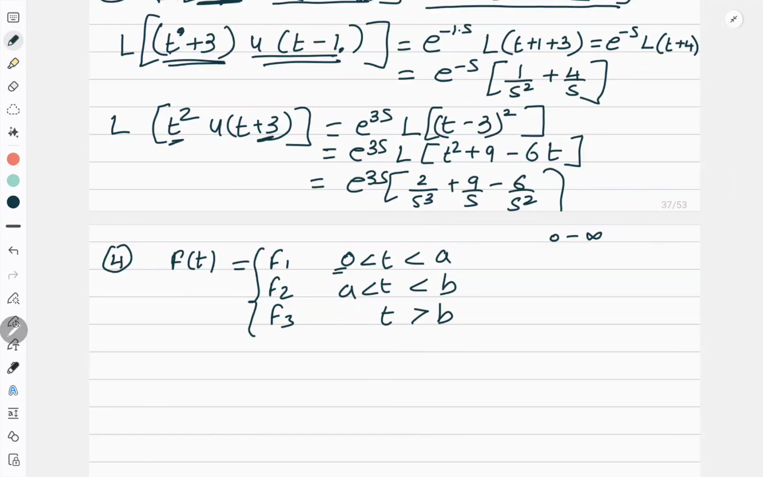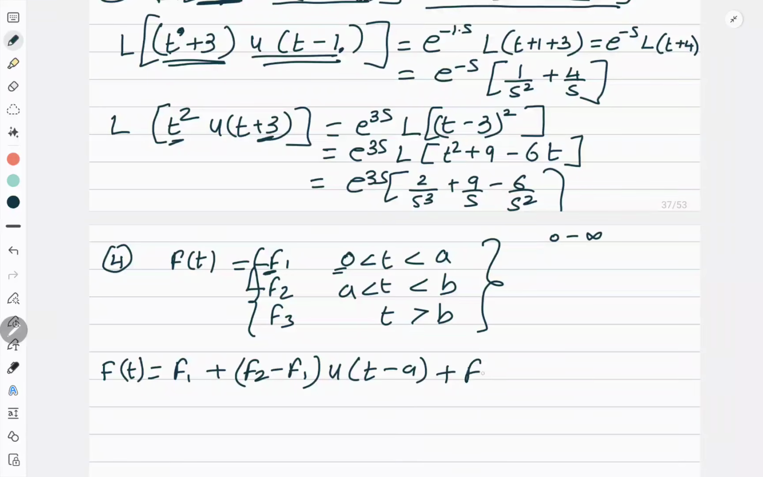Now see how I can convert this discontinuous function to a unit step function. The simple concept is f of t is equal to first f1, plus f2 minus f1 into u(t minus a) plus f3 minus f2 and u(t minus b). So this is how a discontinuous function is getting converted into unit step function.